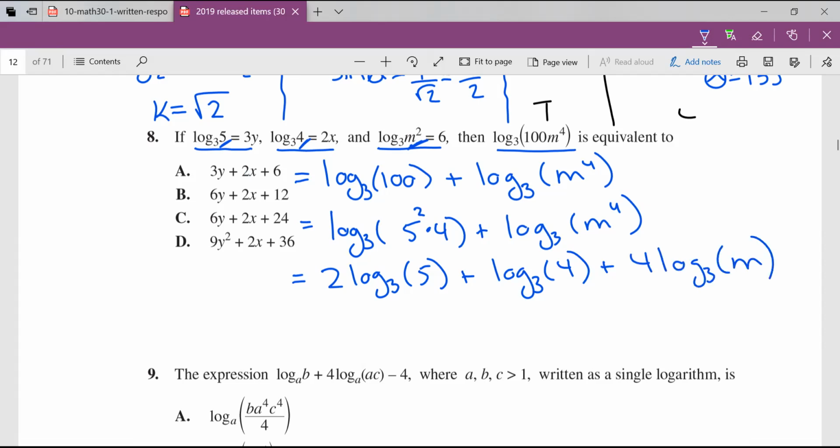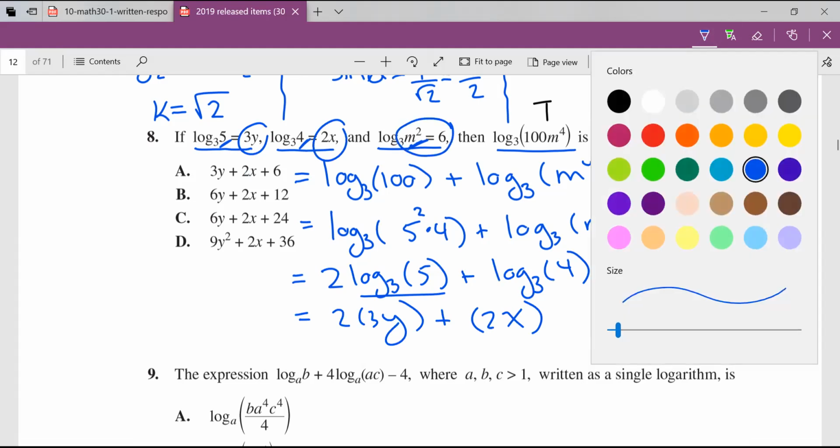Okay. And now, friends, we're almost there because this first one is 3^y at the top right there. So it's 2 times 3^y. Log base 3 of 4. Well, that's 2x right here. Now, what this says is log base 3 of m squared is equal to 6.